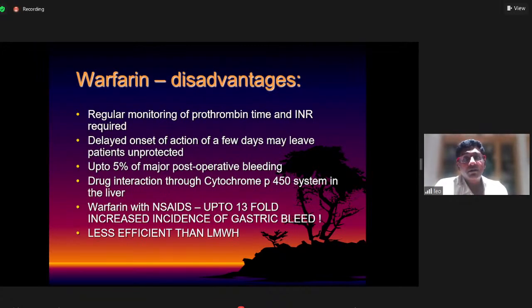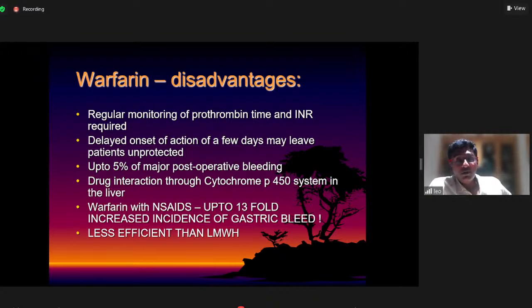For instance, it does need regular monitoring of the prothrombin time and the INR. And there is a time lag of about 4 to 5 days before the action of warfarin kicks in. And if you are going to depend on warfarin alone, and if you're particularly worried about preventing deep vein thrombosis, then you will have to bridge that gap with some alternative modality like low molecular weight heparin. And there is also a significant risk, about 5%, of major post-operative bleed.